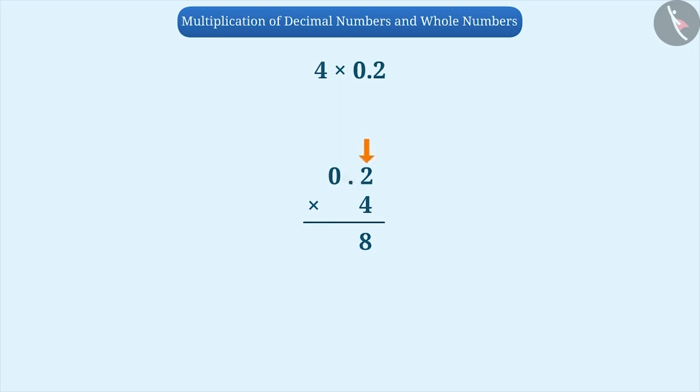That means there is only 1 digit after the decimal point in both the numbers. So, in the result, we will place the decimal point by counting 1 digit from the right side. Since there is only 1 digit here, we will place the decimal point before this. Since there is no whole number before the decimal point, we will place 0 before it. Therefore, we get the value of 4 multiplied by 0.2 as 0.8.